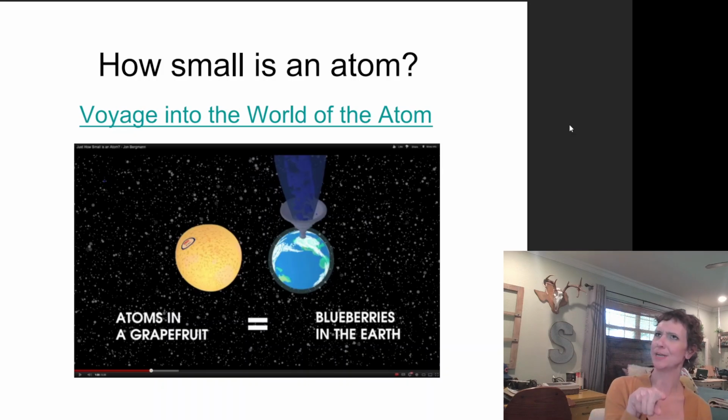I think I said nanometers for the atom. I think it's picometers. That's even smaller, right? The 10 to the negative 12th. And then femtometers is what we were dealing with when we're looking at the subatomic particles.